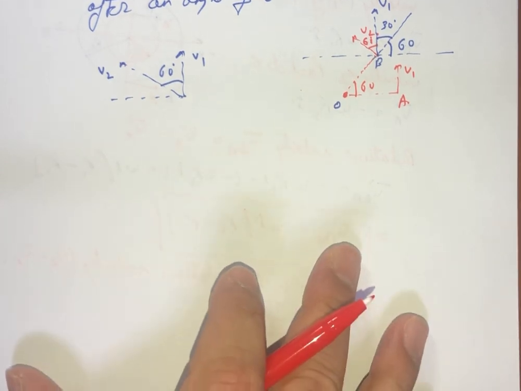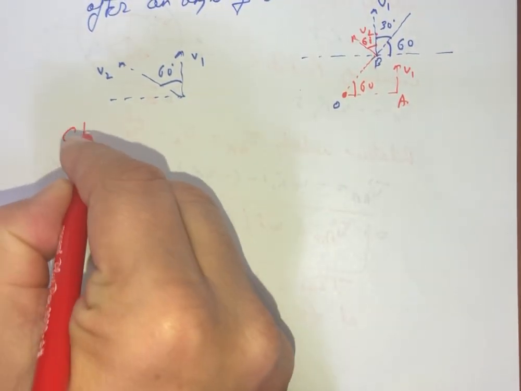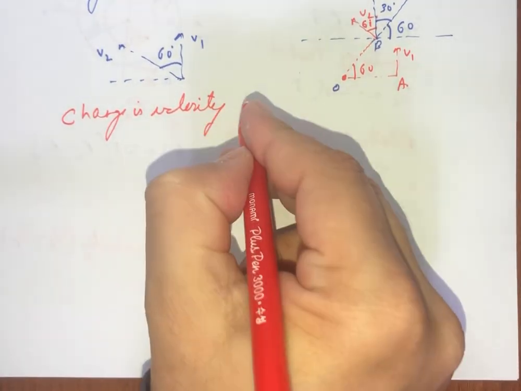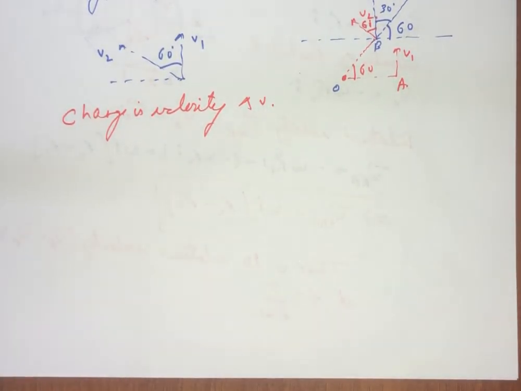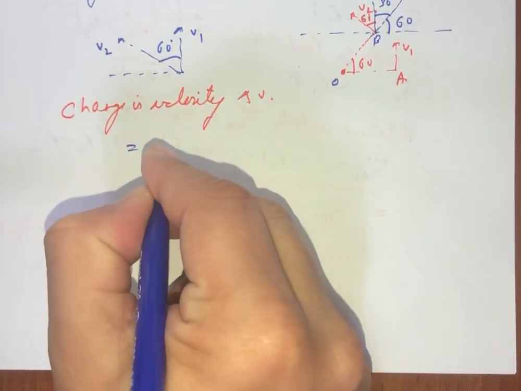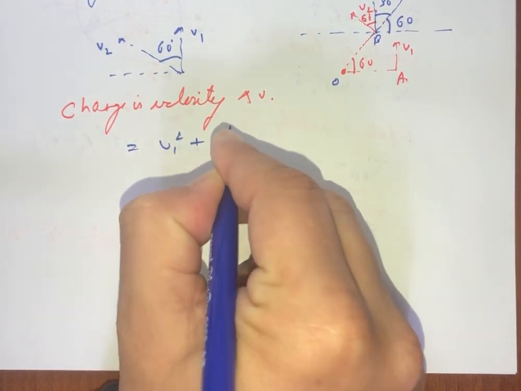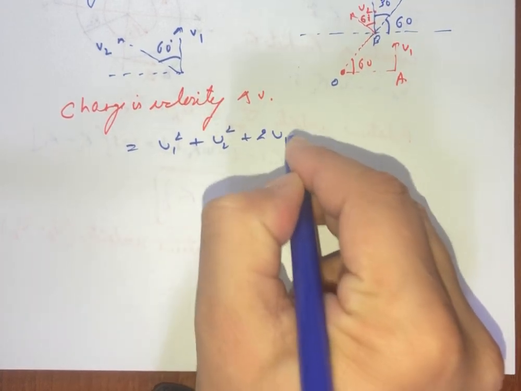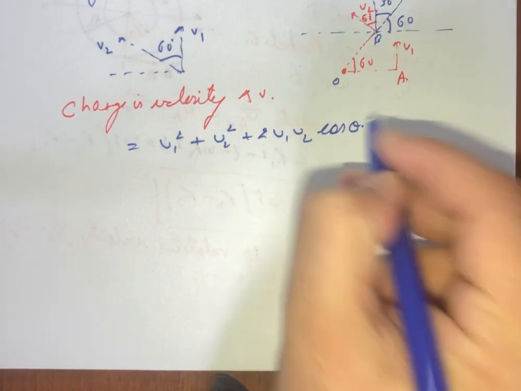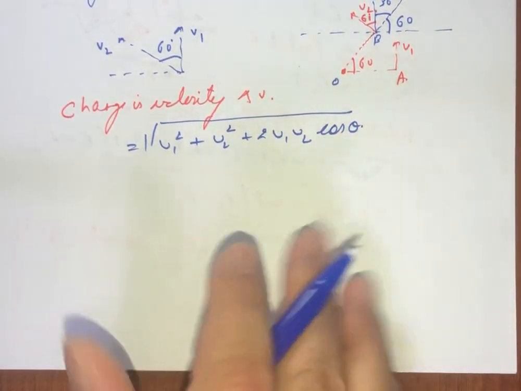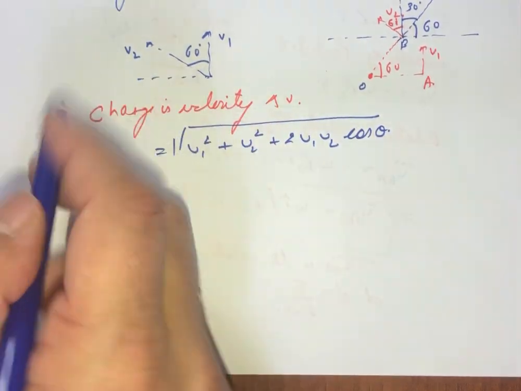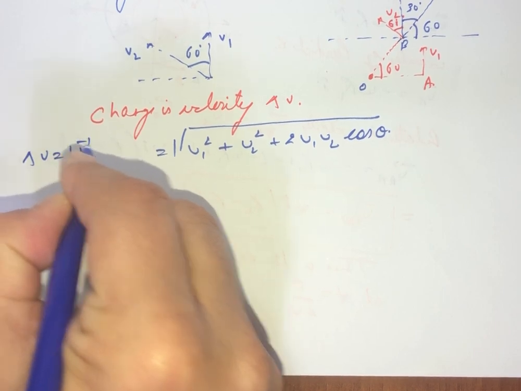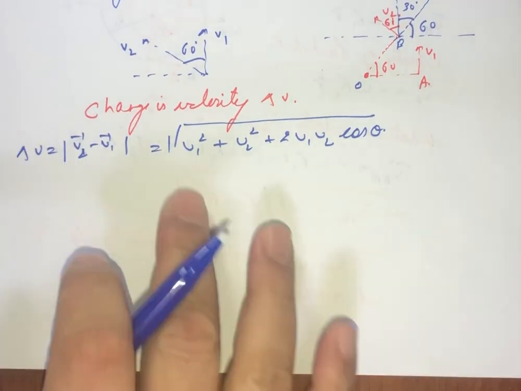So we have to find out the change in velocity. Change in velocity, that is delta v, which can be given as the square root of v1 square plus v2 square plus 2 v1 v2 cos theta. So change in the velocity, delta V, will be equal to the magnitude of V2 minus V1, which can represent this formation.